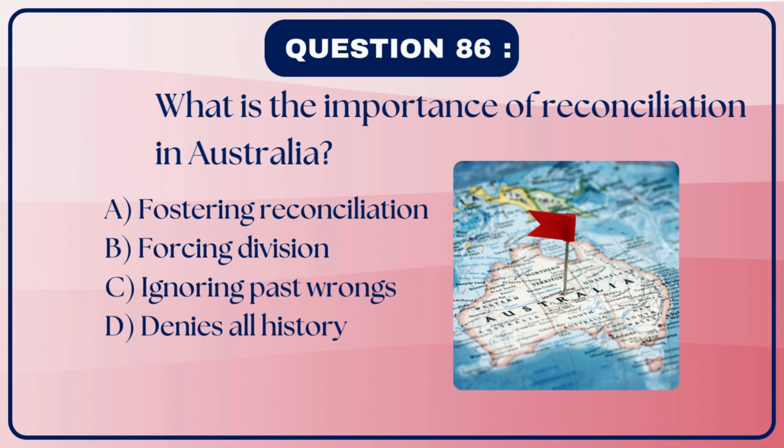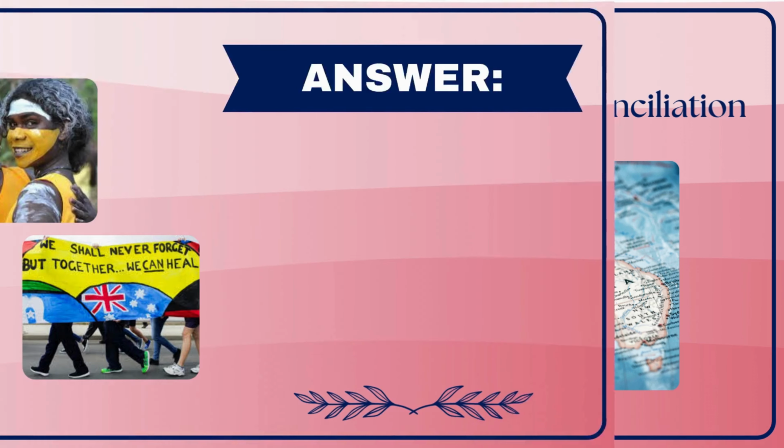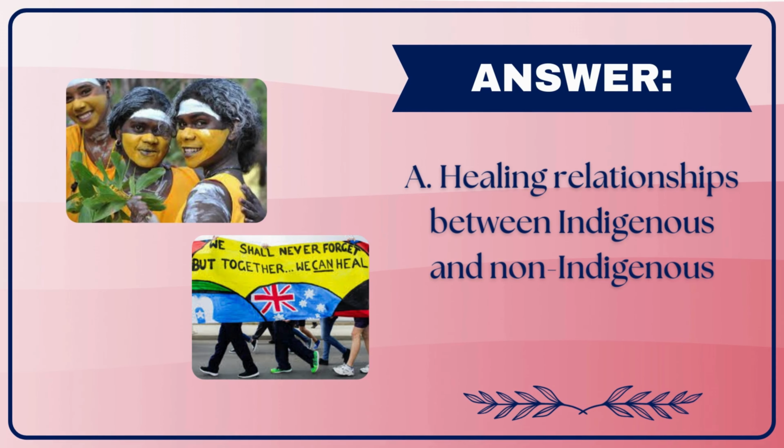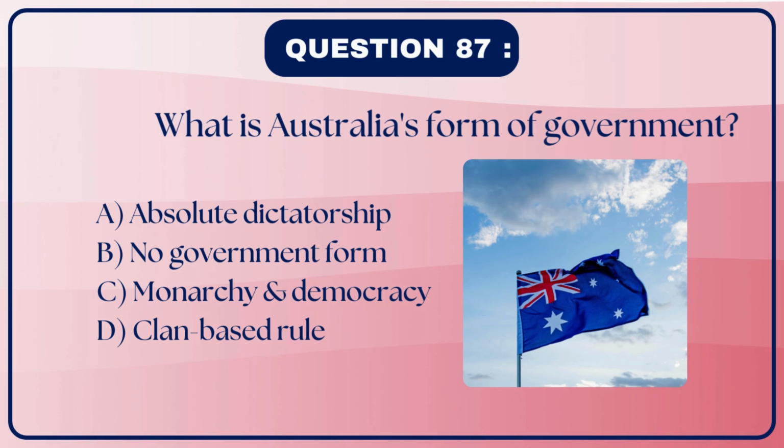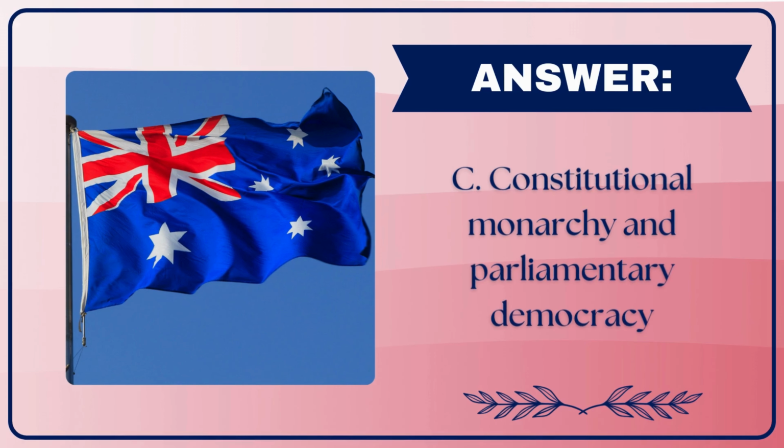What is the importance of reconciliation in Australia? Healing relationships between Indigenous and non-Indigenous Australians. What is Australia's form of government? Constitutional monarchy and parliamentary democracy.